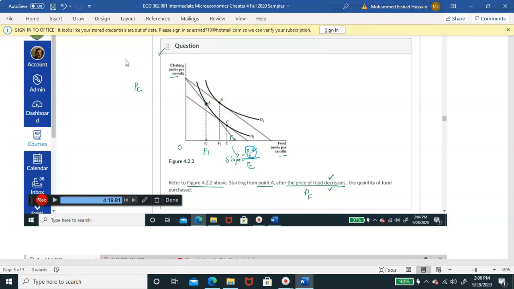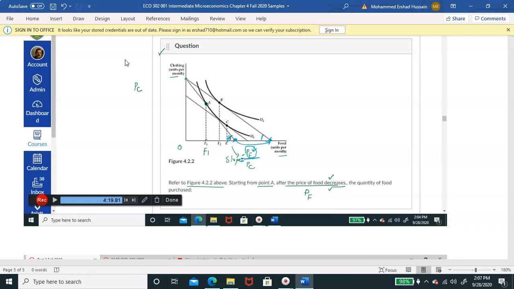So in the slope, which is the ratio of those two prices, the numerator decreases. When the numerator decreases, we know that the slope will decrease also. So this is our new budget line. The new budget line will pivot, rotate, going from this point to this point.